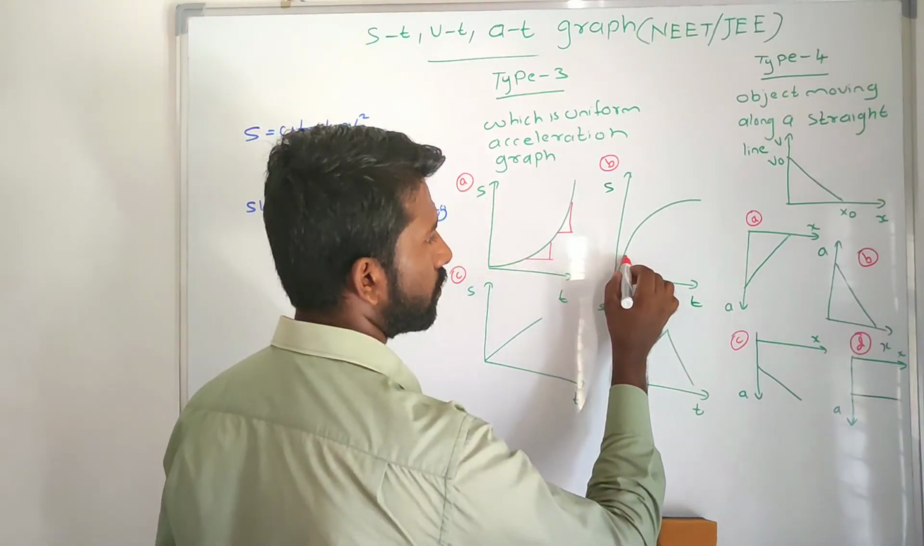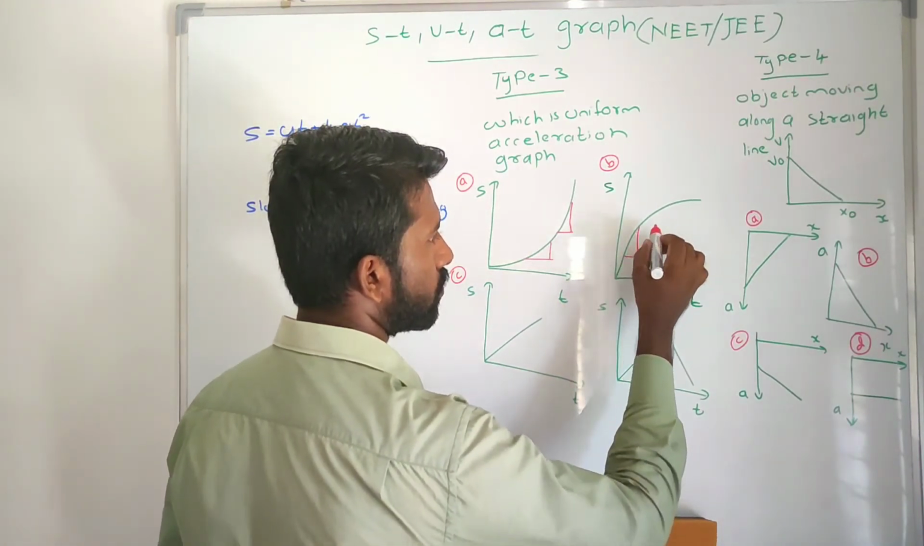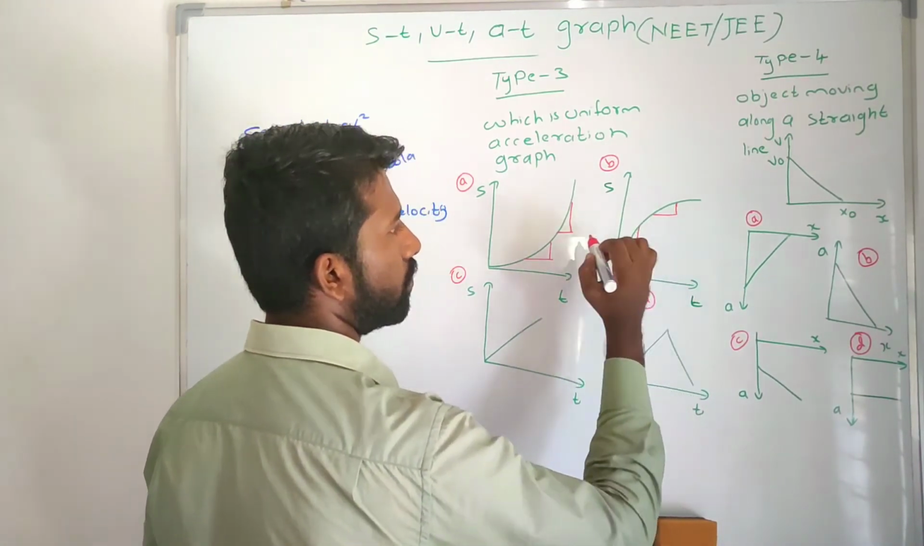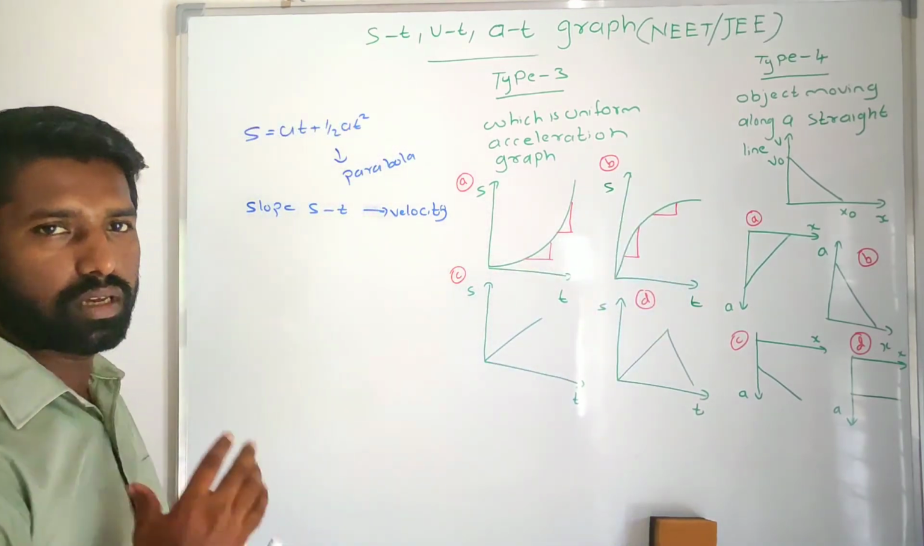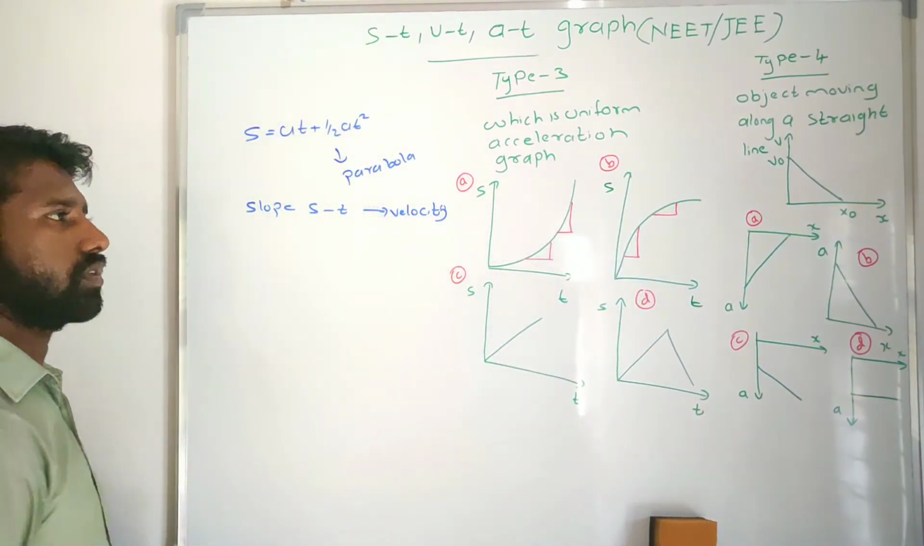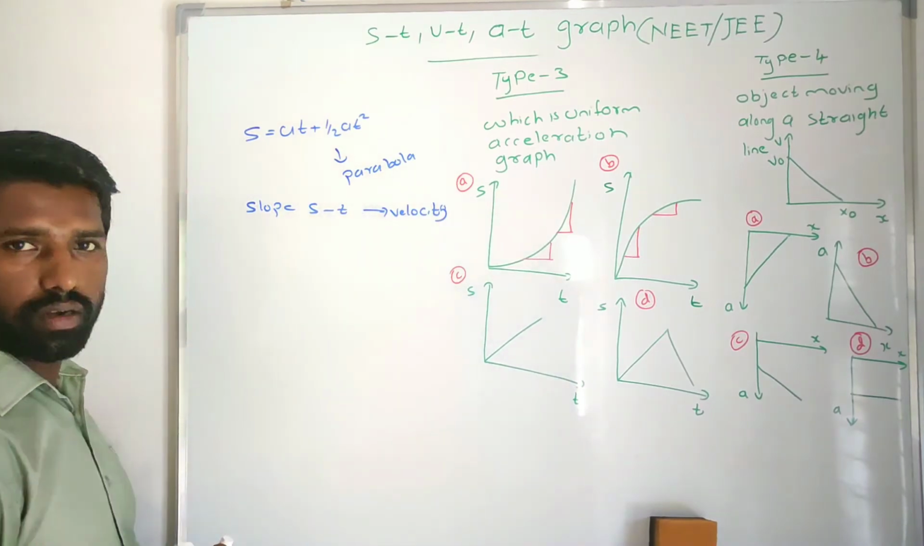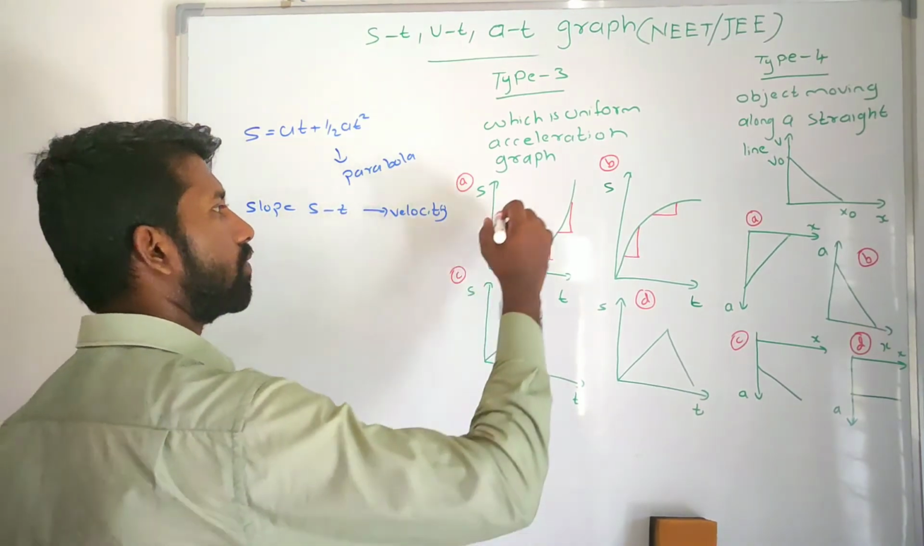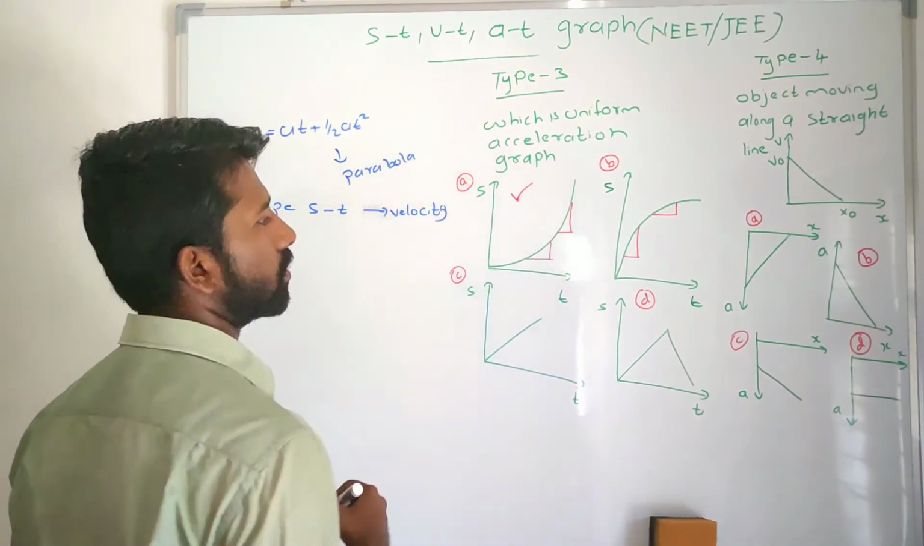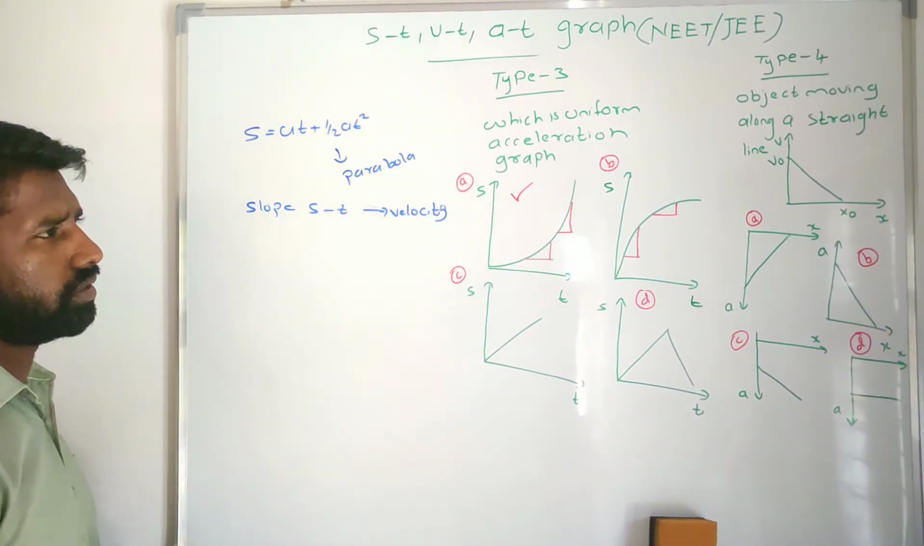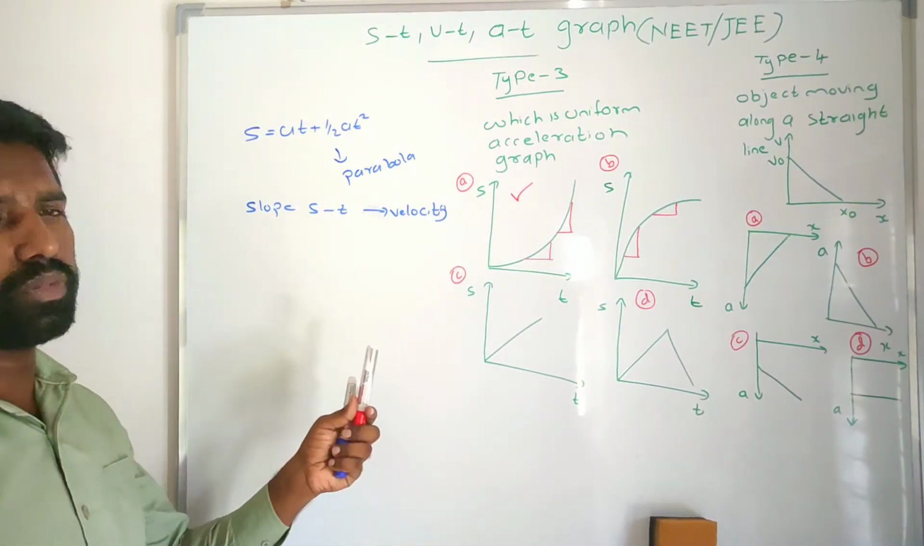So here you see for this graph, this is the slope here, but this is the slope here. That means slope decreases, so velocity decreases. So we want the uniform accelerated motion graph. So this is the correct answer. Clear? This is about type 3.